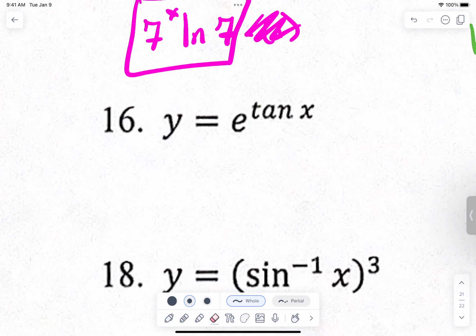You do it. e to the tangent x. This one is easy. It's e to the u times u prime. So it's e to the tangent x times the derivative of tangent x, which is secant squared. So secant squared e to the tangent x. But put an x on your secant squared. Secant squared x. Yeah.